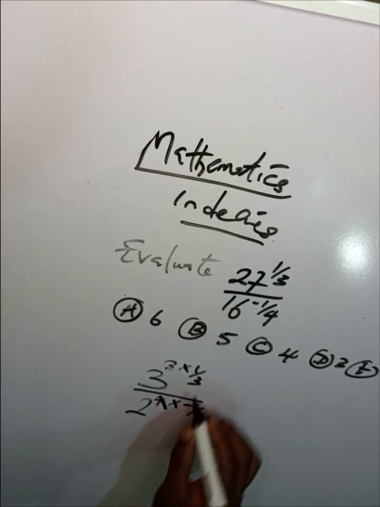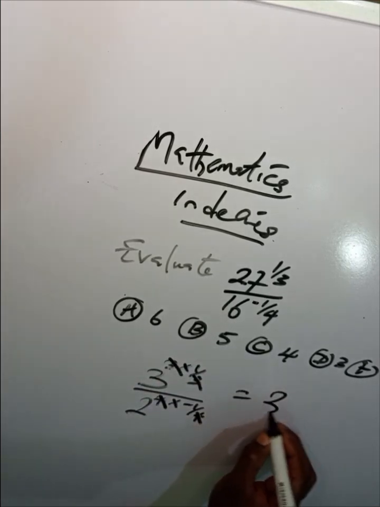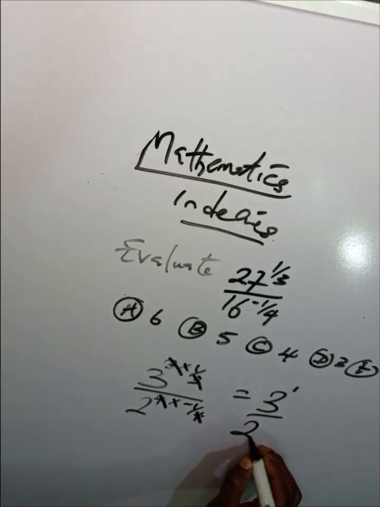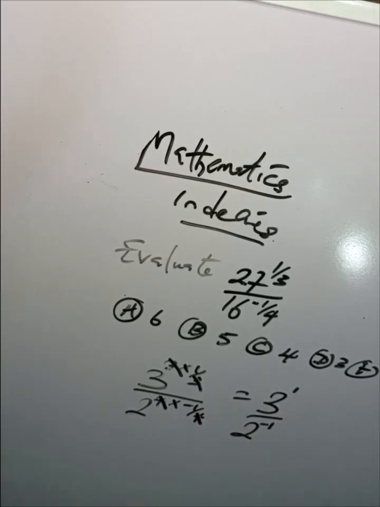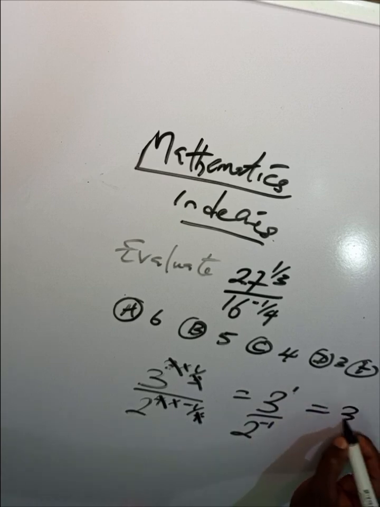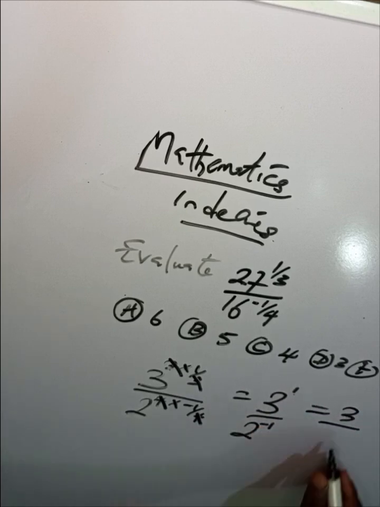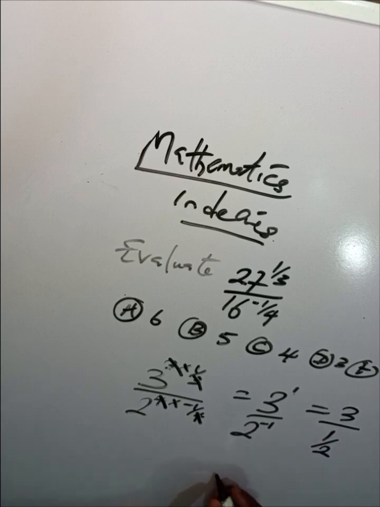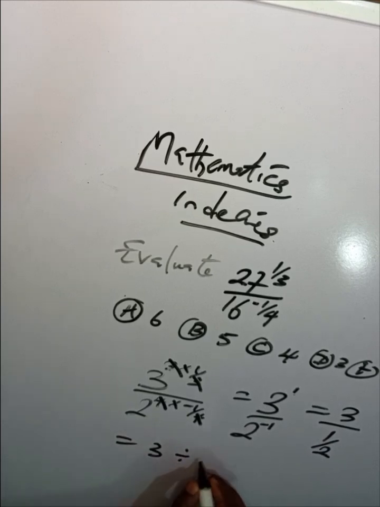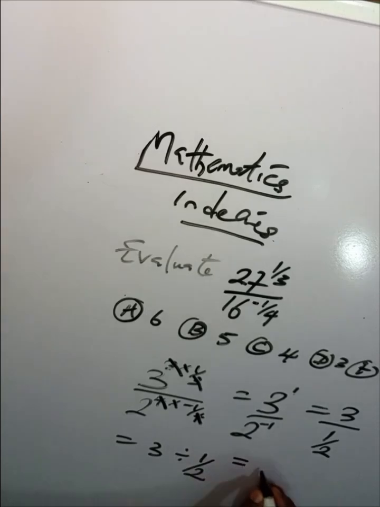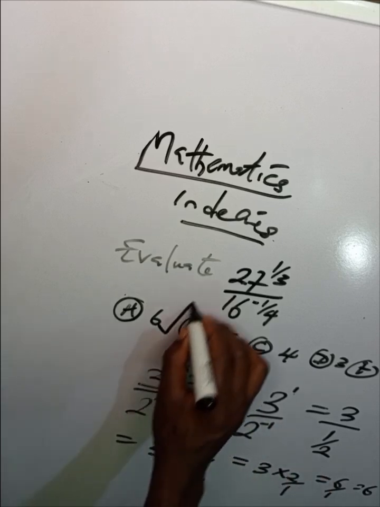This cancels this. This cancels this. So what do you have now? 3 raised to power 1 over 2 raised to power minus 1. What did I tell you about the fraction negative index law? 3 raised to power 1 is 3. In negative index law, to remove this minus it becomes 1 over 2, is it not? So this is 3 divided by 1 over 2, which is equal to 3 times 2 over 1, which is 6 over 1, equal to 6. So the answer is A, 6.